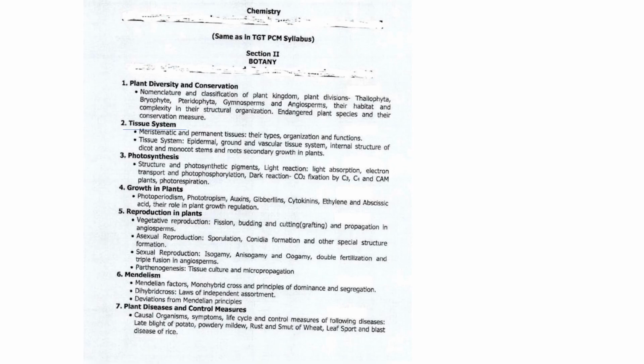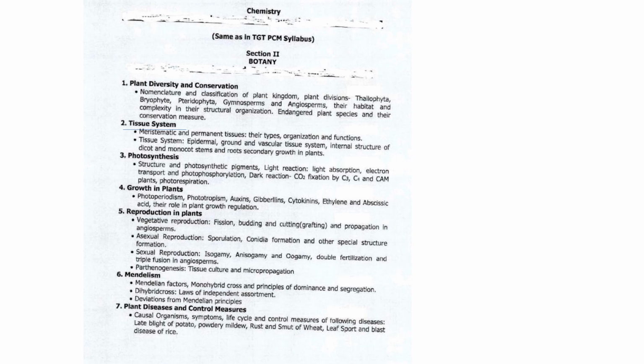So it is present in your TGT, SSB TGT syllabus, botany syllabus in unit 2, that is tissue system, and the first topic is meristematic and permanent tissues. So it is very important for your upcoming TGT exam.